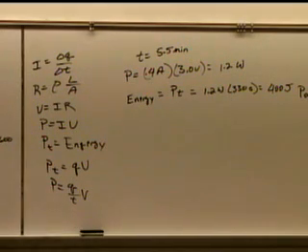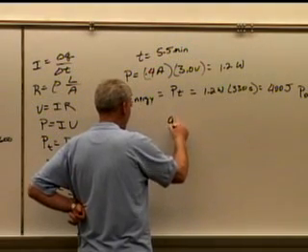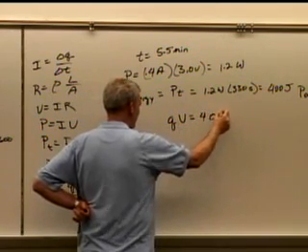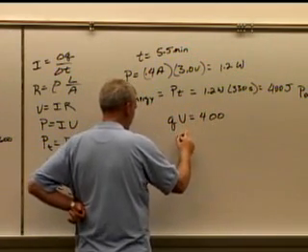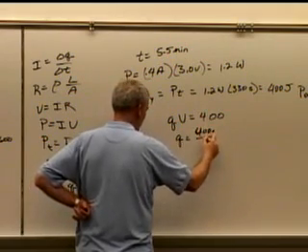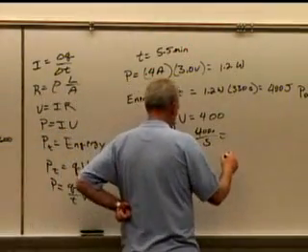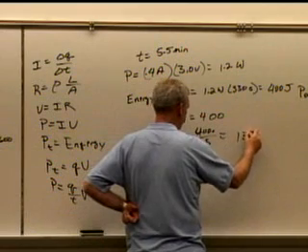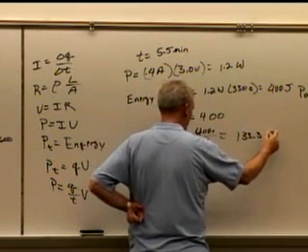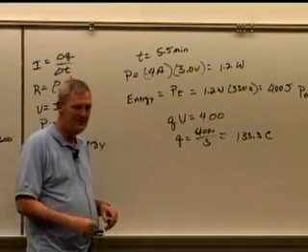And we'd know this, so we'd know how much charge went through there. We could find the charge. QV is equal to 400. We know the voltage, so Q is equal to 400 divided by 3, which is 133.3 coulombs. Wow. That's a lot of coulombs going through there in 5.5 minutes.